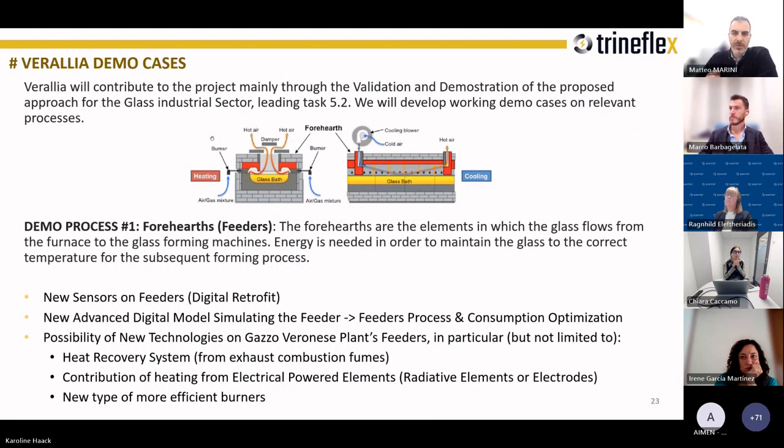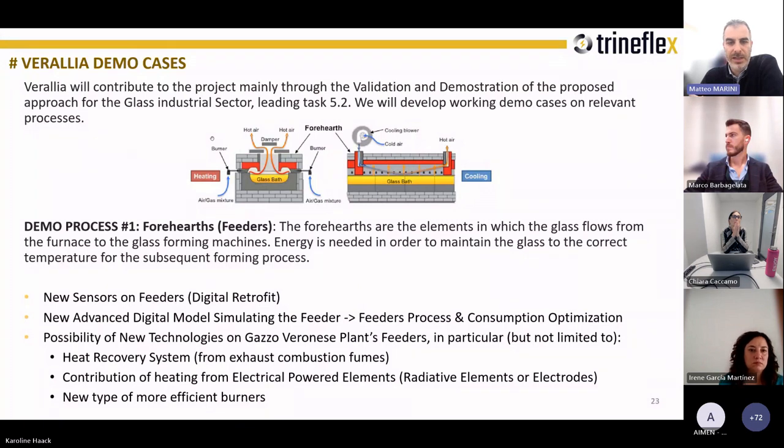Next slide, please. For Trineflex, we will focus on 2 main steps of the whole production cycle, or 2 processes. The first process is the forehearths, or feeders. It has a different translation depending on whether you operate in France or in other countries. The feeders, or forehearths, are the elements in which the glass flows from the melting furnace to the glass forming machine. Energy is necessary in order to maintain the glass flowing at the correct temperature from the furnace and to obtain the right temperature for the glass forming machine. Each kind of bottle that has to be produced requires a very specific temperature for the forming process.